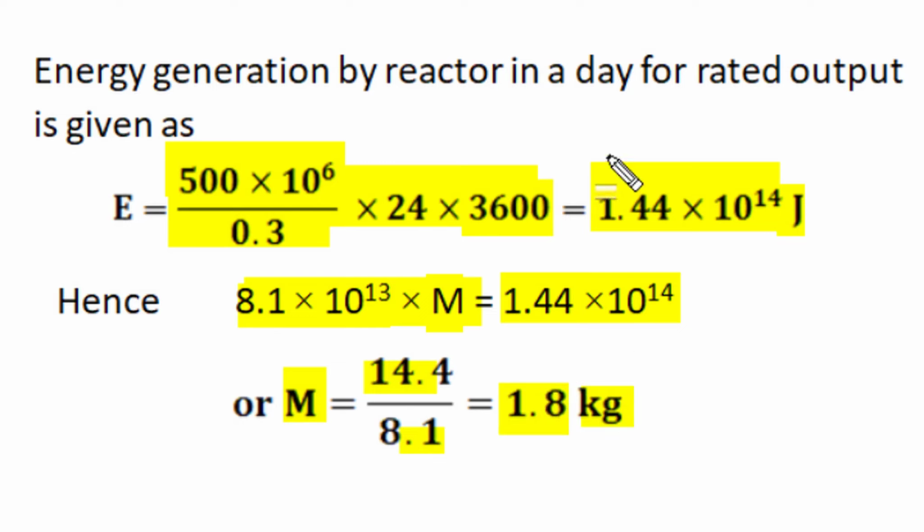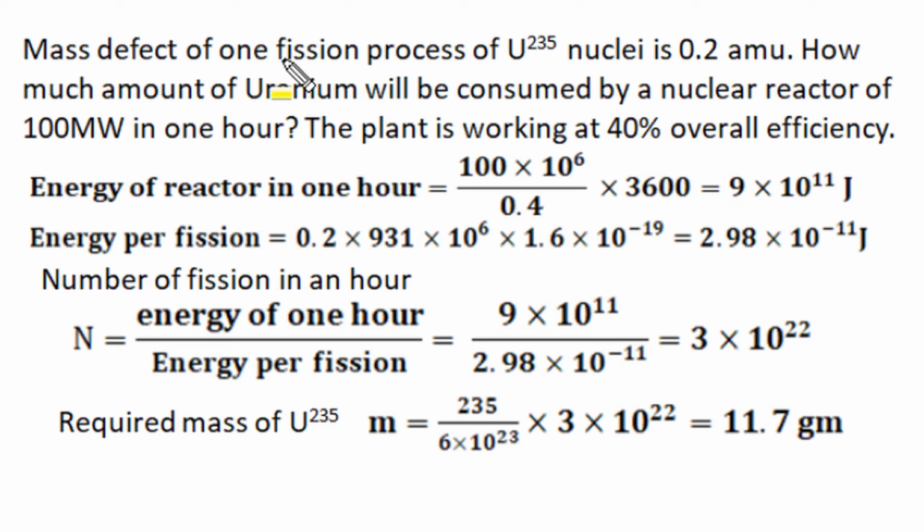It means only 1.8 kg of uranium mass is sufficient to produce 500 megawatt electrical output in this reactor for a day. So a very small amount of mass can produce a huge amount of energy, as mass is a very condensed form of energy as per the E equal to mc square relation. This example is a great piece to explain the concept.